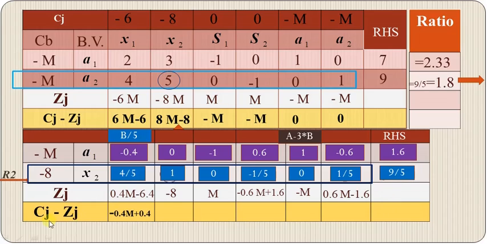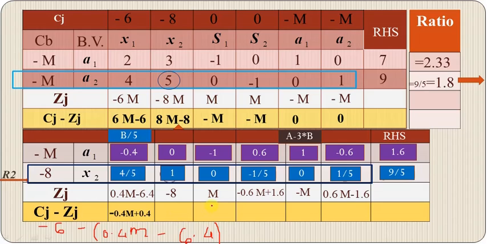Then for calculating Cj minus Zj, we can write here now, that is minus 6 minus, again in bracket, 0.4m minus 6.4. Okay, so if we are making this minus 6 plus 6.4, you will get 0.4. Thus we will get minus 0.4m plus 0.4.